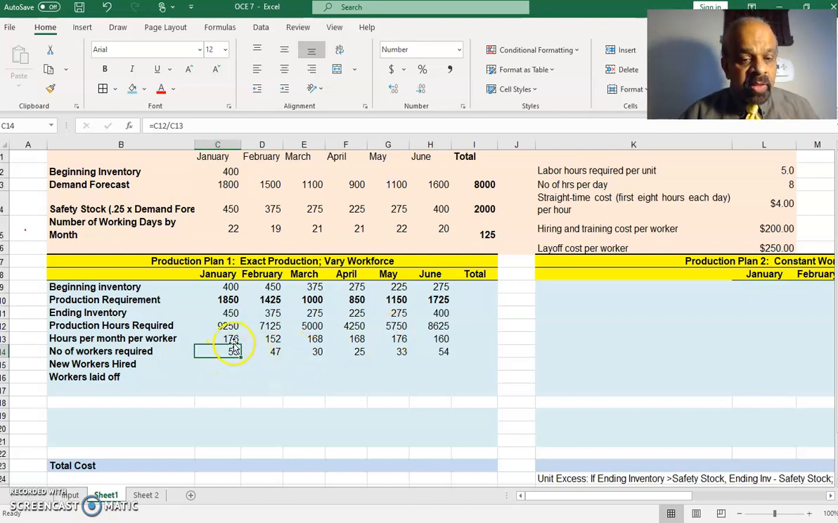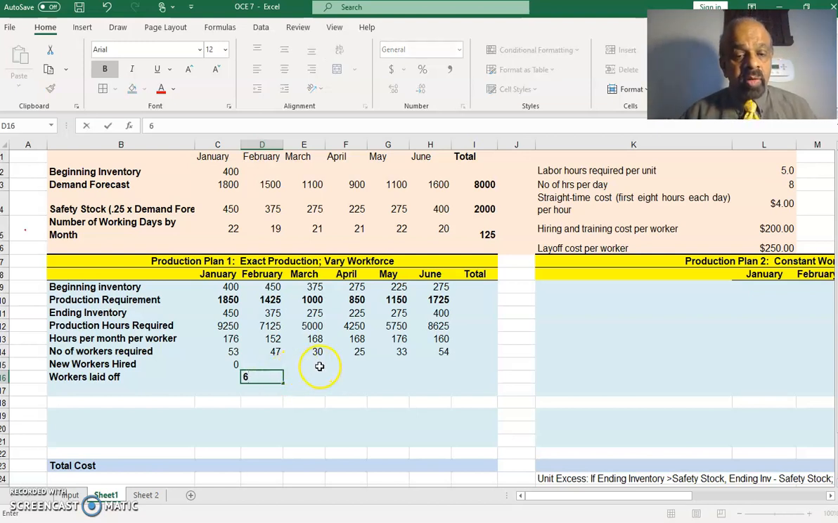See, I need 53 for the first month, so I'm not hiring anybody right now. But I need only 47 for the next month. So what I'm going to do, I have to lay off 6 people. So I'm going to do 6 here. Working with me so far? I'm laying off 6 people because from 53 I need to go to 47. Then 47 to 30.